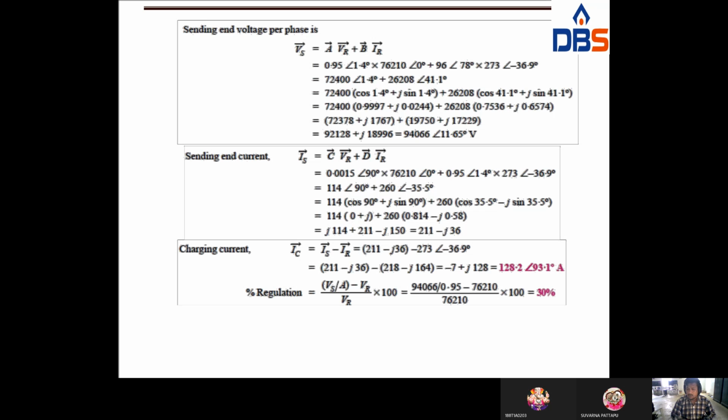Therefore regulation, what is the regulation for a transmission line? Vs minus Vr by Vr. What is the Vs here? For short transmission, Vs by A minus Vr, right? We know the A value, it is given. Suppose it is a short transmission line, A equal to 1, Vs minus Vr by Vr. It is a medium transmission line, so that's why regulation is equal to Vs by A minus Vr by Vr into 100. We know the Vs value, the A value, and the Vr value. Then calculating, the regulation is 30%.